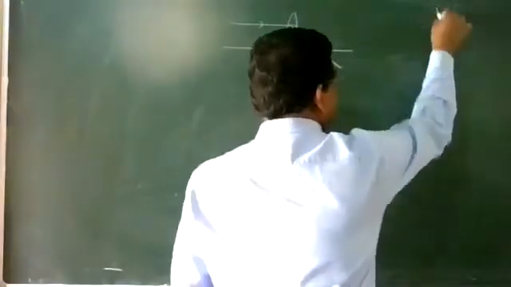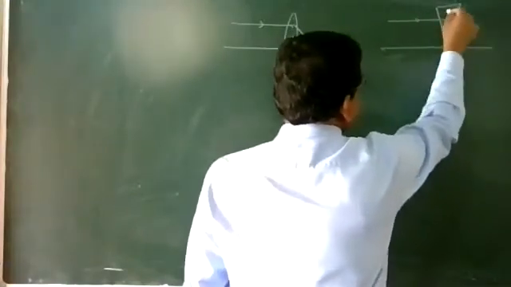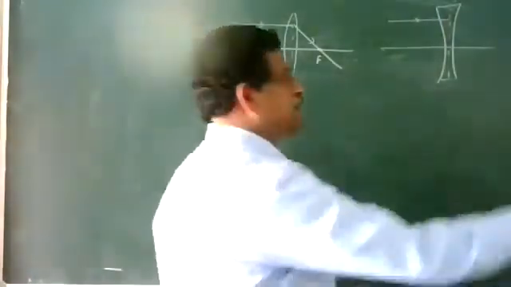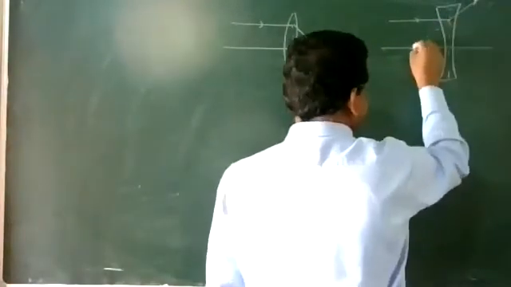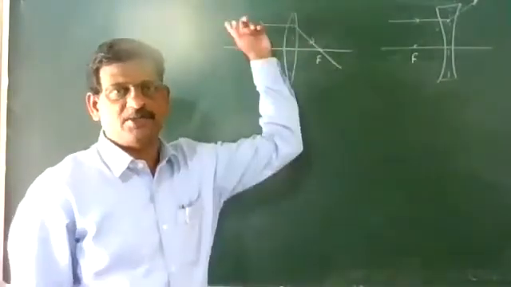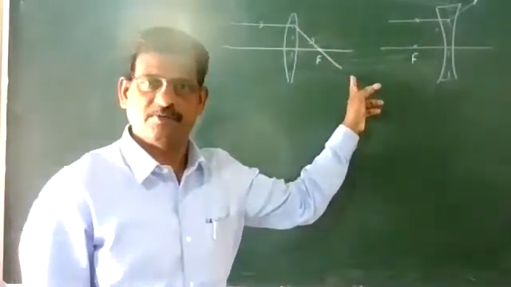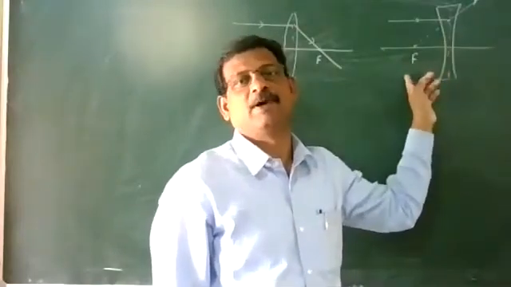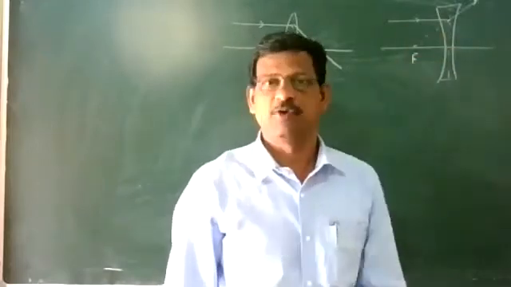Similarly for concave, a ray parallel to the principal axis bends and diverges, and appears to come from a point on the principal axis. So in the case of a convex lens, a ray parallel to the principal axis after refraction passes through the focus. In the concave lens, it appears to come from a point on the principal axis, that is the focus. Generally, in all cases, we will draw these two.